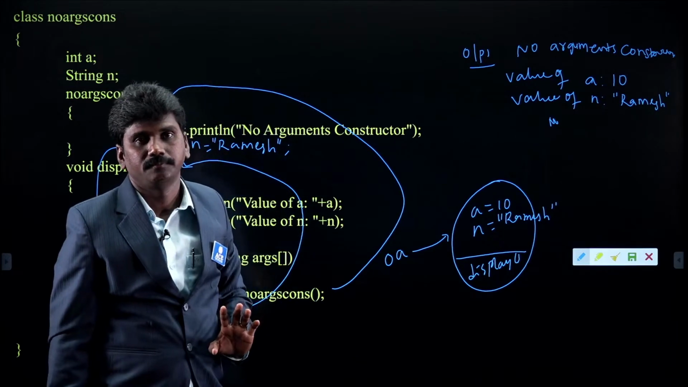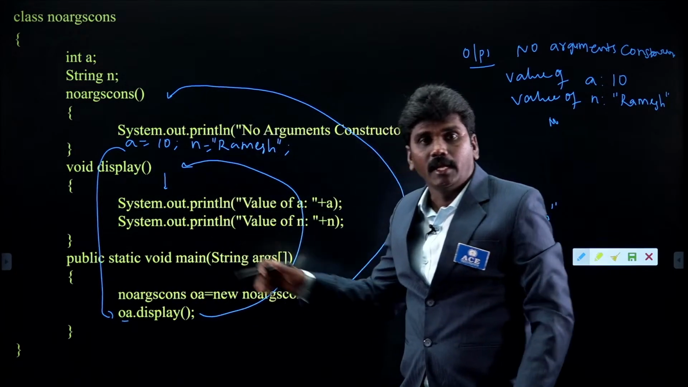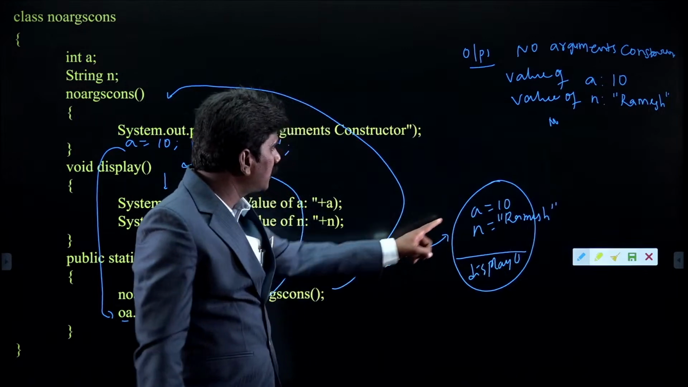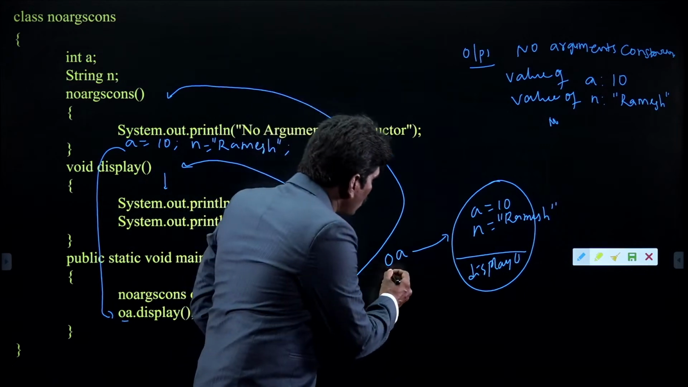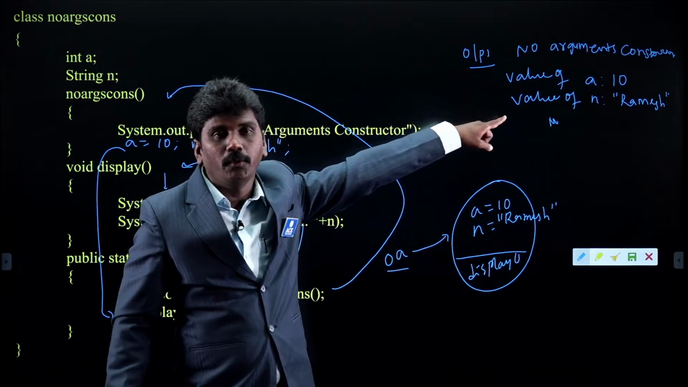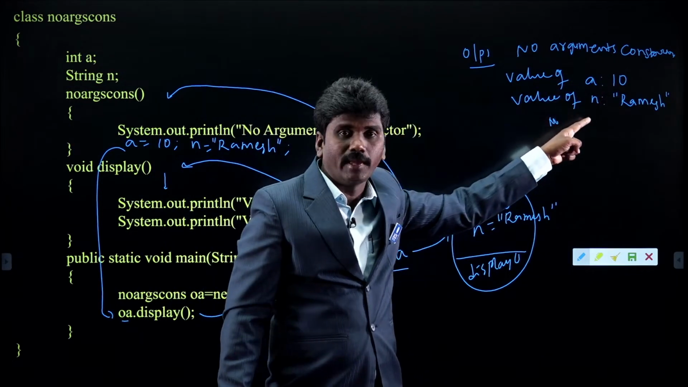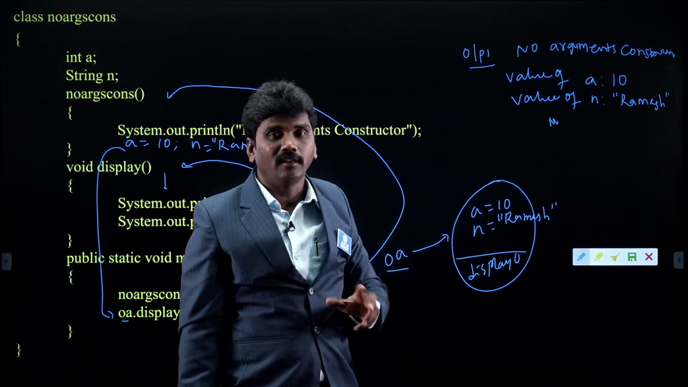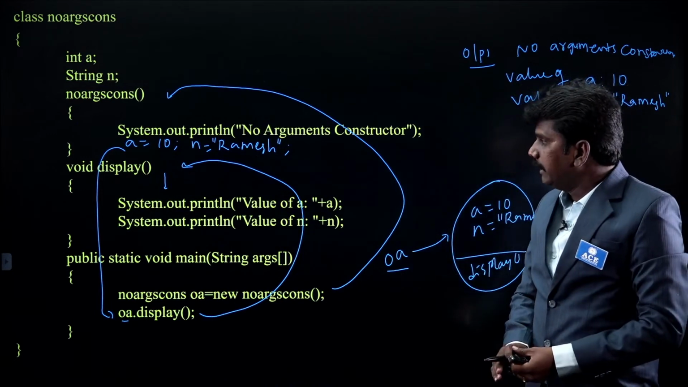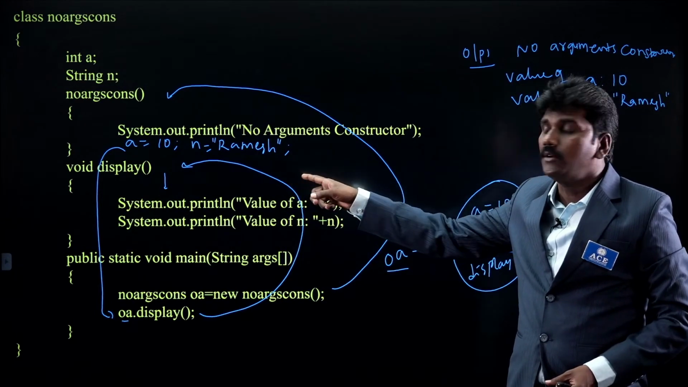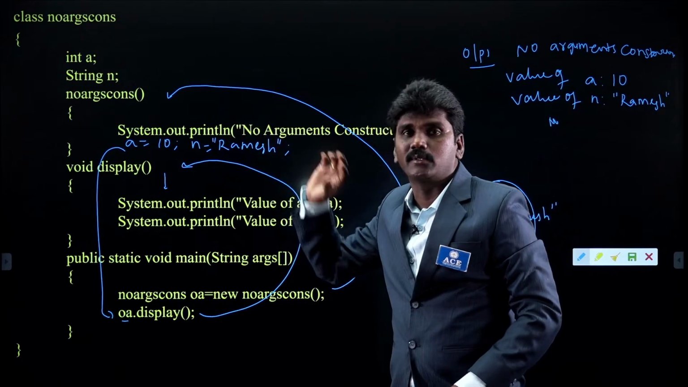That work is done. That's why whenever this OA is called the display method, it is going to print what are the A and N values inside the object reference OA. Those are going to be printed, and the output for this program is going to be like this. Value of A 10, value of N Ramesh, like that we will get the output. What is the difference between previous case and this case is, in this case we are assigning the values inside the constructor, while creation of the object itself those values are initialized.